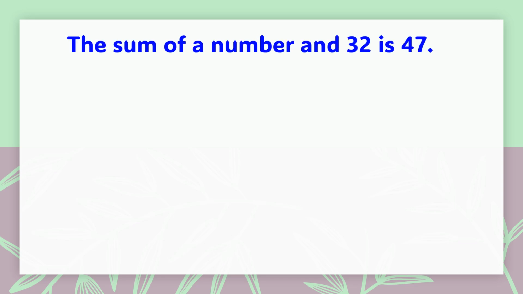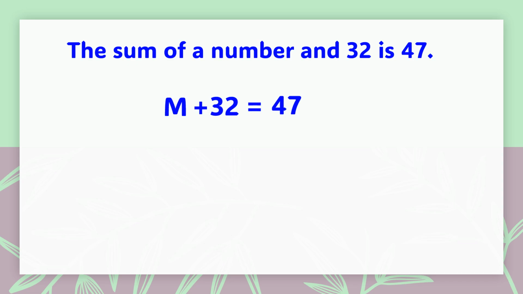The sum of a number and 32 is 47. The sum means addition, addition of a number. We don't know the number, then let it be m. And the sum of a number, that is plus 32, we have to add to the variable, is 47. Our equation is m plus 32 is equal to 47.